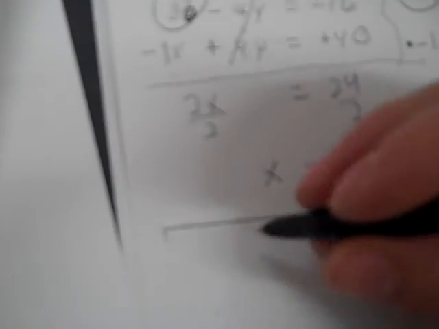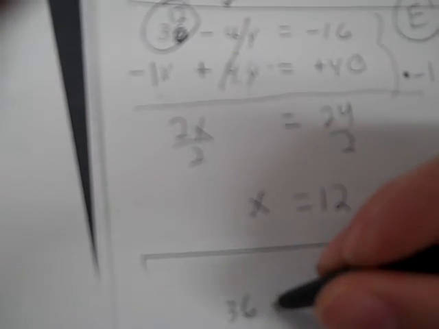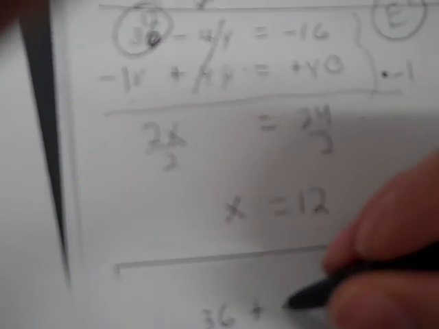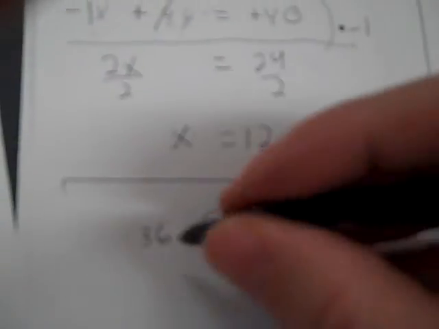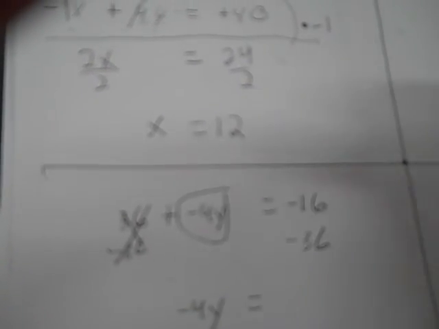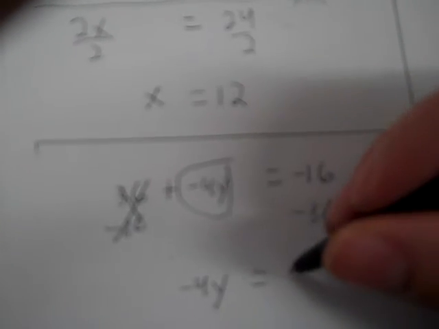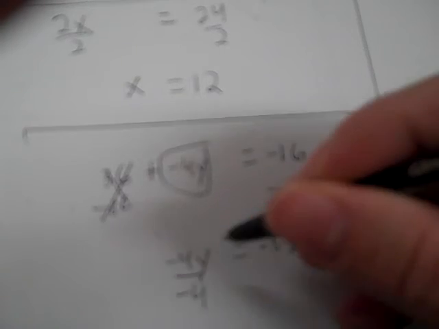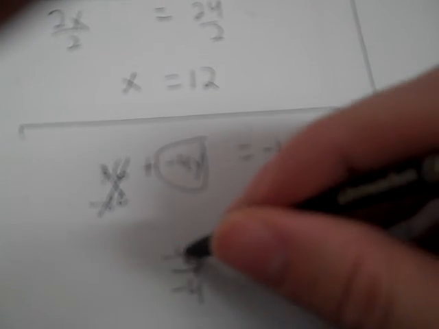So 3 times 12 is 36. And then adding negative 4y. Remember, a minus means it's going to be a negative. So I minus 36, minus 36. Negative 16 minus 36 is negative 52. And then we go divide. That's 13. Okay.